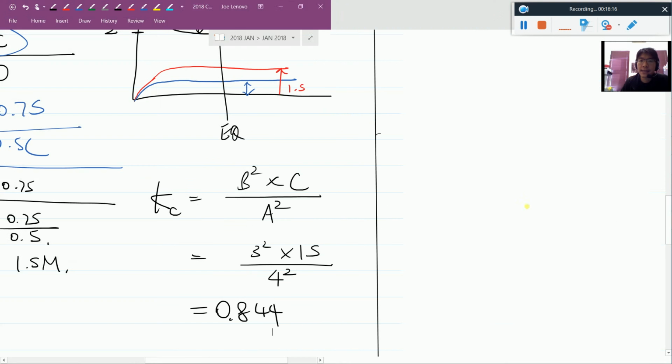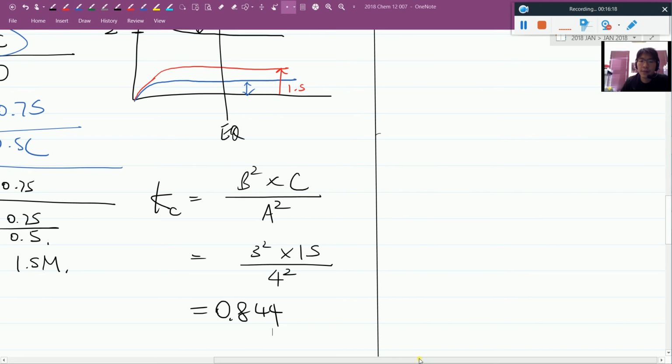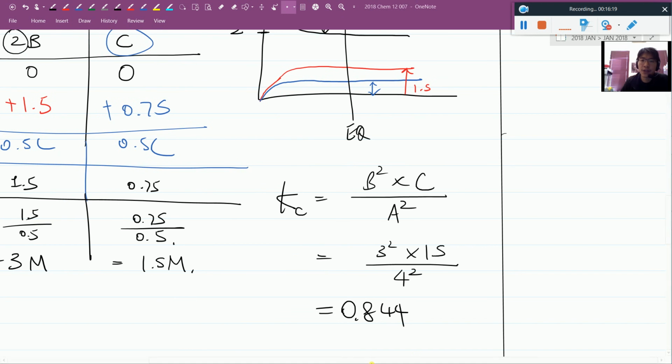And the last thing that we need to consider for the equilibrium constant is the unit. The units change every time. B squared means it's M squared there, and C is just M. So basically the unit above is M squared times M, which is M cubed, and this cancels the one below, so the equilibrium constant would be 0.844 M.